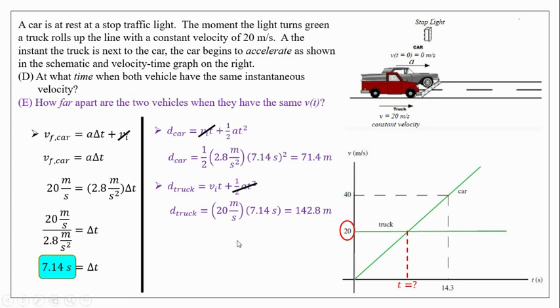So therefore, to find the answer, all we have to do is take the two distances that we just calculated. Here I have a statement. It says distance apart equals distance of the truck, subtract it from the distance of the car. So in this case, the distance of the truck is 142.8, and then the distance of the car is 71.4. So how far apart are they? 71.4 meters. So that's your answer for part E.